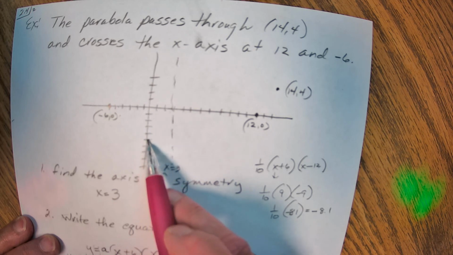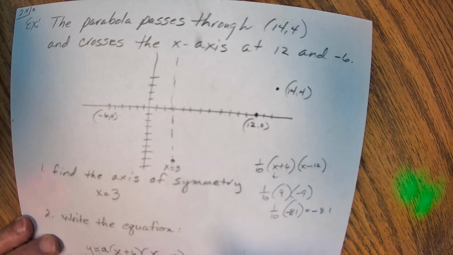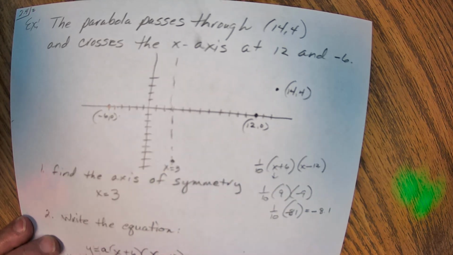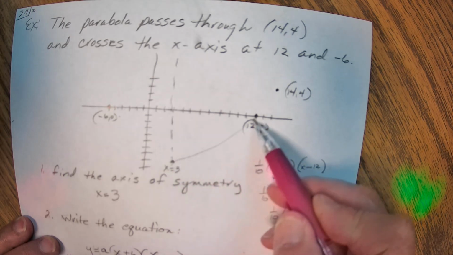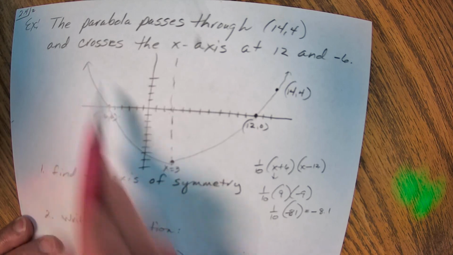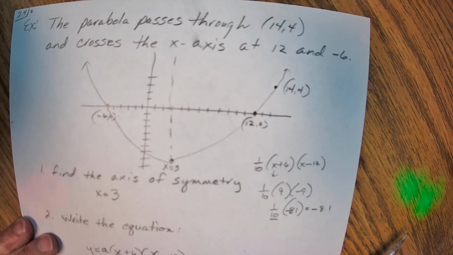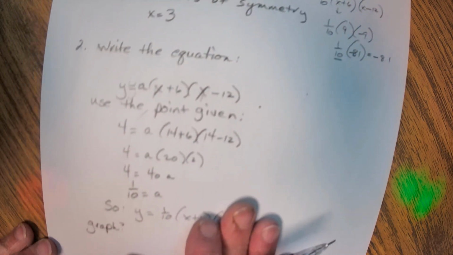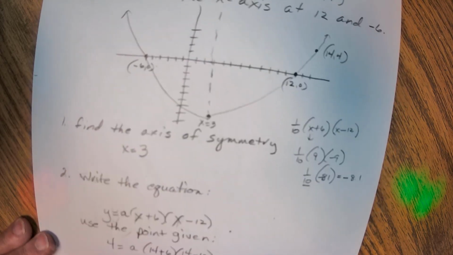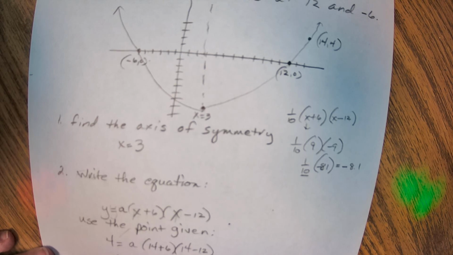1, 2, 3, 4, 5, 6, 7, 8. About right there. It's not going to be exact because I'm doing it by hand. And then this is what my parabola looks like. Makes sense because it's a fairly wide parabola. This would be a typical test question, quiz question. And that is it for those.